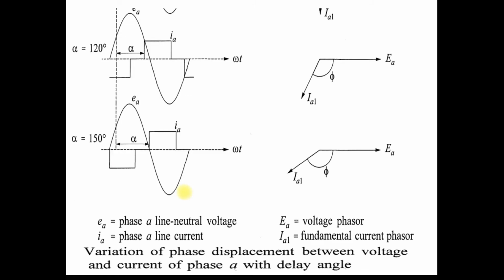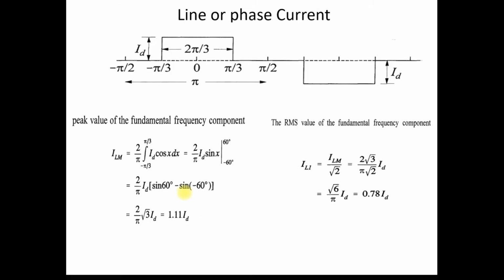So this is a phase displacement relationship between voltage and current. Mathematically, we derive, by taking this line or phase current waveform, the equation of the peak value of the fundamental frequency current, which is 2 pi by root 3 into Id. Then we derive the equation of the RMS value. This equation is the peak value of the fundamental frequency component divided by root 2, so that gives the RMS value of the fundamental frequency component.